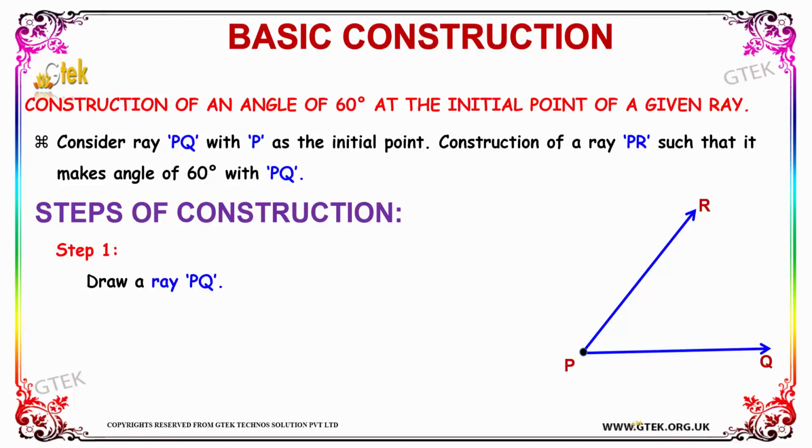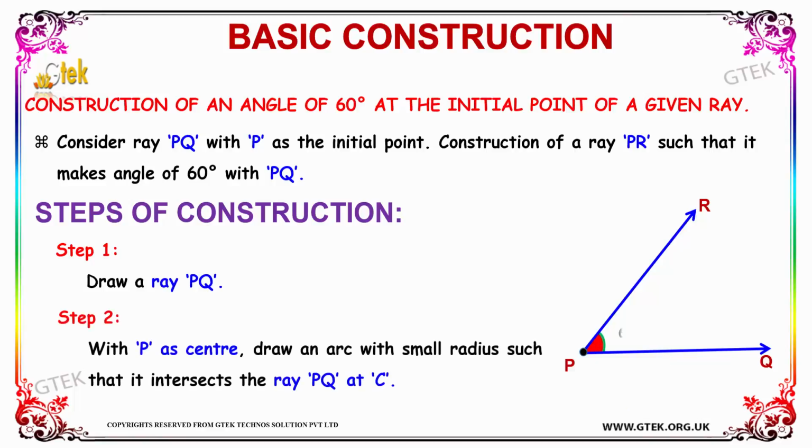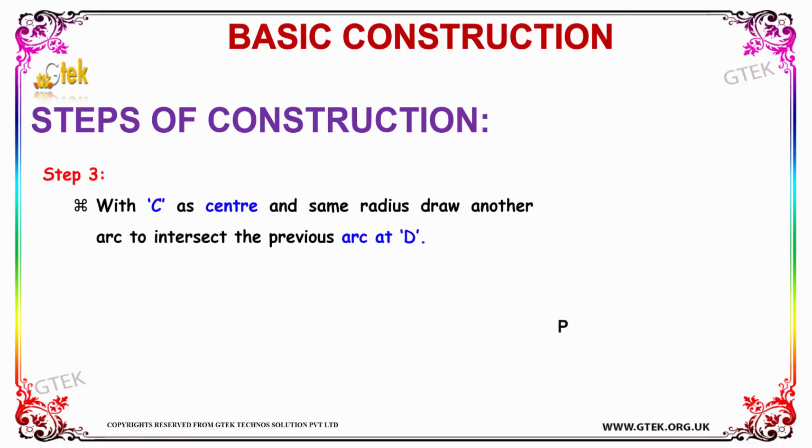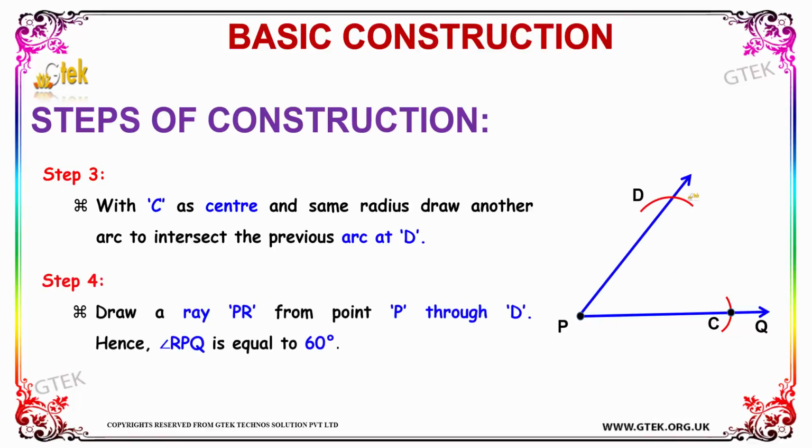The first step is to draw a ray PQ, which has been drawn. With P as center, draw an arc with a small radius such that it intersects the ray PQ at C. The next step is, with C as center and the same radius, we draw another arc in order to intersect the previous arc at D. So this is the point and this is the ray.